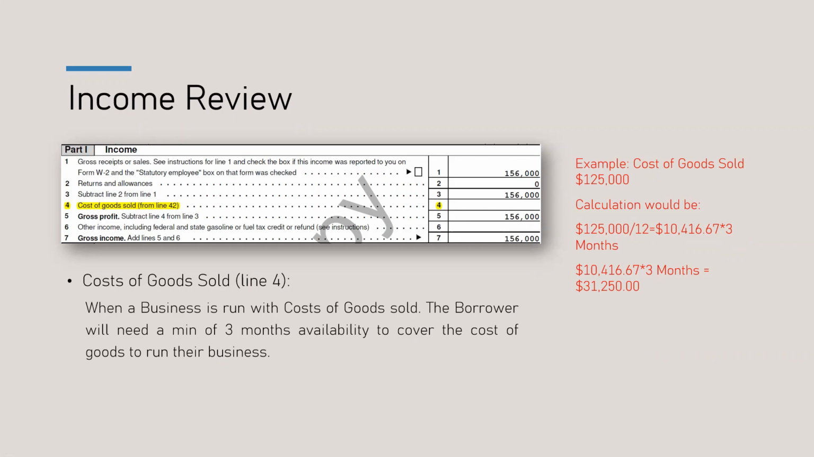So in this case, it would be the 125 divided by 12, which is 10,416 with 67 cents. And you're going to multiply that by 3, which will give you a total of 31,250. And as I mentioned, this borrower that I had in this situation, they didn't have sufficient funds to be able to use those funds to close, as well as run their business for the next 3 months. So we do want to make sure that we have that availability when you have a borrower who is writing off cost of goods sold.